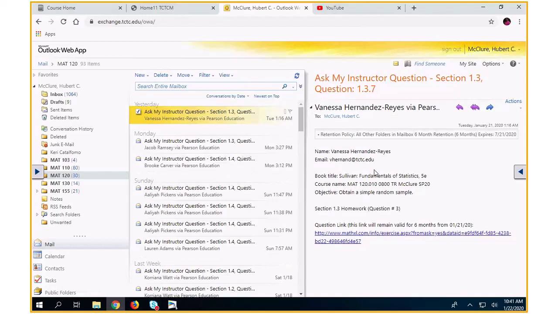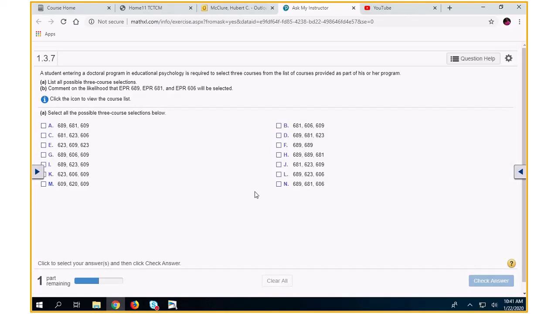Next, 1.3, 7/3. This is a sample set. Now, I'm going to show you how to do this problem, but I'm not going to go through and answer it. First of all, read the question.